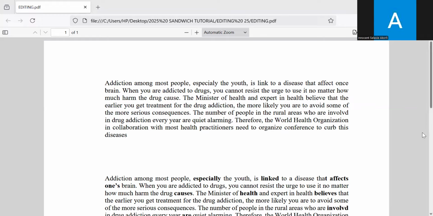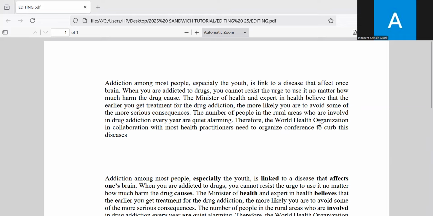The number of people in the rural areas who are involved. Here you can see involved. There should be E here. You can see my screen. There should be E here. Who are involved in drug addiction every year are quite alarming. No, the number, I think we studied this in class. The number is, it should be is quite alarming. The number is quite alarming, not are quite alarming.